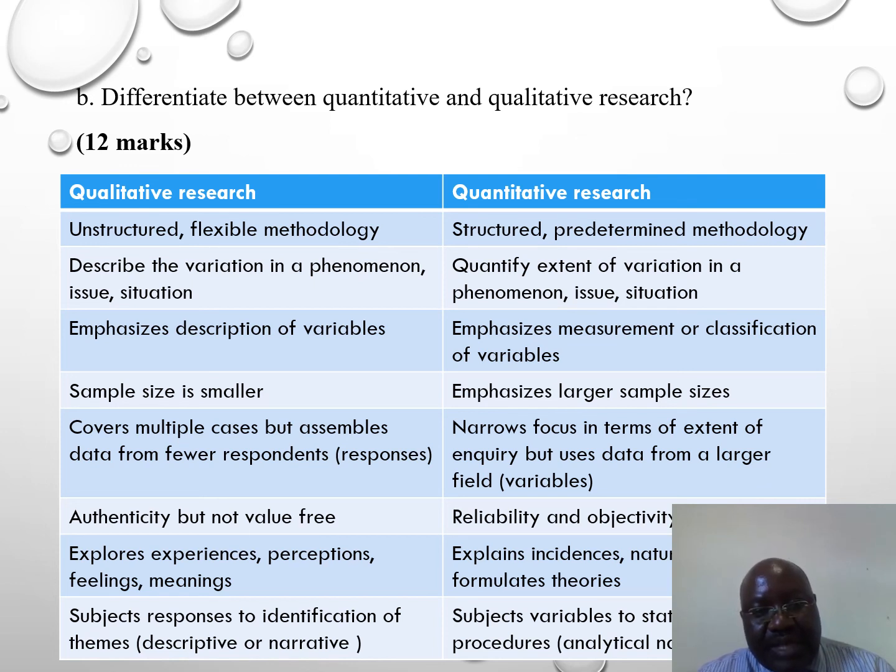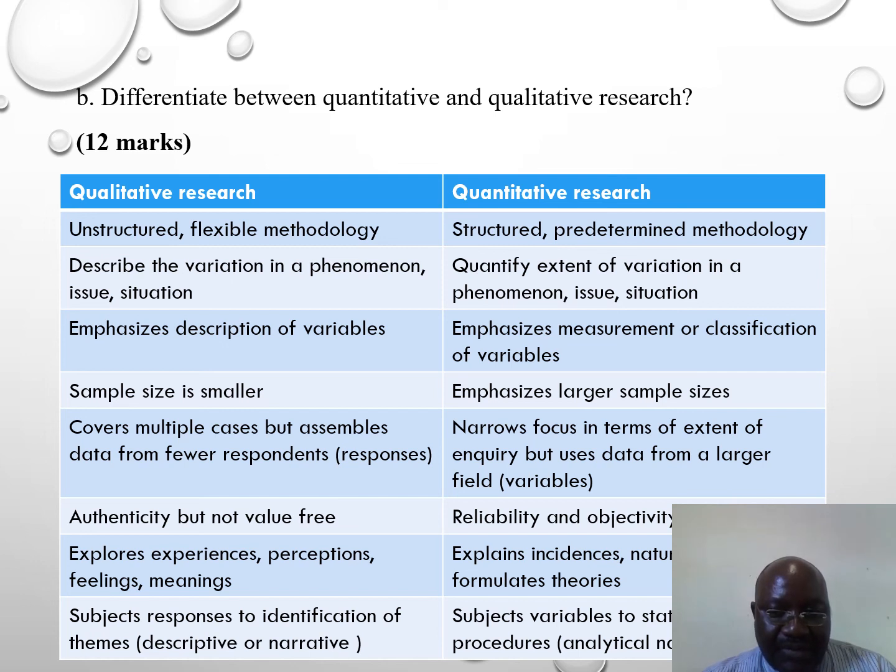One, qualitative research has an unstructured or flexible methodology, whereas quantitative has a structured or predetermined methodology. Qualitative describes variation in phenomena, whereas quantitative quantifies the extent of variation. Qualitative emphasizes description of variables. Quantitative emphasizes measurement and classification. Sample size is smaller in qualitative. Sample size is very large in quantitative. Qualitative covers multiple cases, whereas quantitative narrows focus in terms of extent of inquiry.